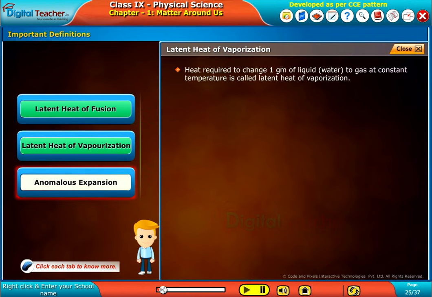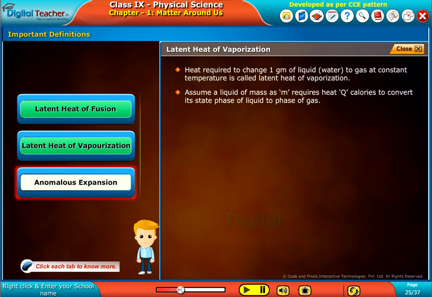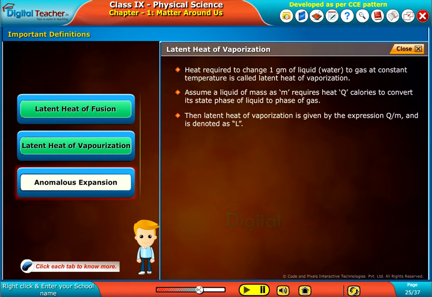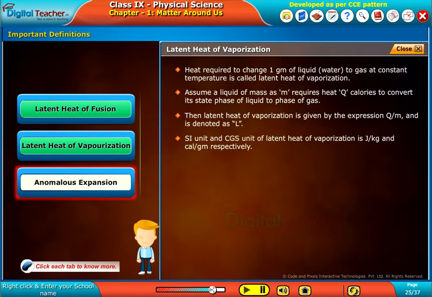Heat required to change 1 gram of liquid, that is water, to gas at constant temperature is called latent heat of vaporization. Assume a liquid of mass m requires heat Q calories to convert its phase from liquid to gas. Then latent heat of vaporization is given by the expression Q by m and is denoted as L. SI unit and CGS unit of latent heat of vaporization is joule per kilogram and calorie per gram respectively.